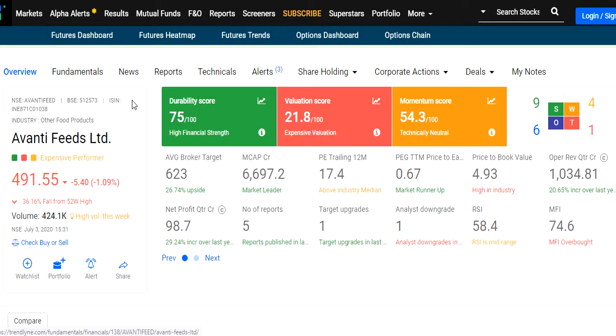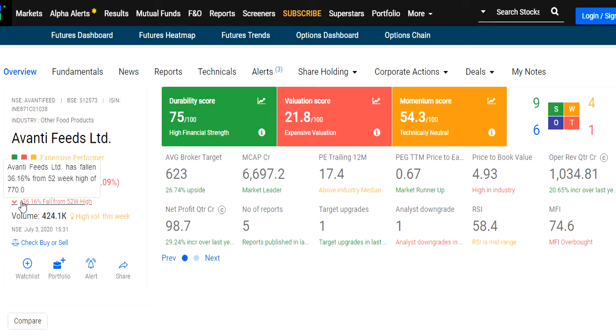You can see the tabs here: fundamentals, news, reports, technicals, alerts, shareholding, corporate actions. Corporate actions means what dividend they are paying, and the bonus or splits and everything, you can see it here. And then you can see SWOT analysis also here. That analysis is very nice, and they are displaying very nice details in the SWOT analysis in the trendline.com.